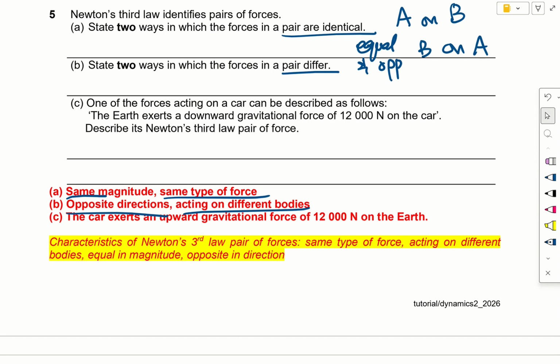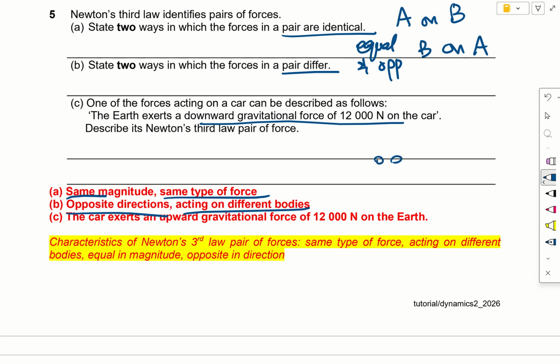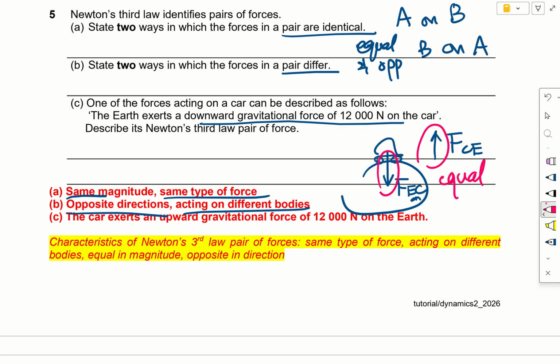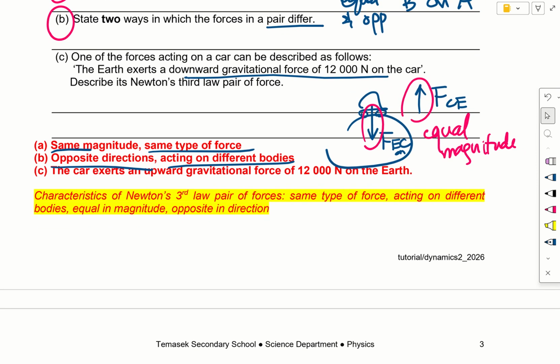Now, part C, one of the forces acting on a car can be described as follows. The Earth exerts a downward gravitational force of 12,000 Newton on the car. So this is the car, and this is Earth. The force of Earth on car, FEC, will be equal to the force of car on Earth. But take note, they need to be in opposite direction, they need to be in equal magnitude, and they need to be the same kind of forces. So basically, you need to know these. So the car exerts an upward gravitational force of 12,000 Newton on the Earth.